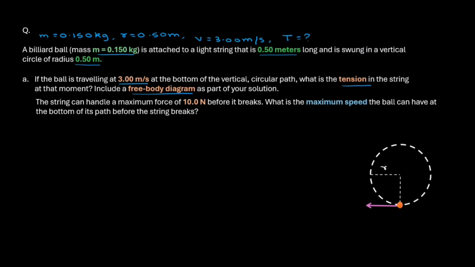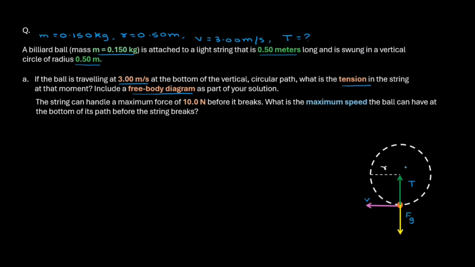So let us first draw all the forces acting on the ball when it is at the bottom of the circle. First, we have the force due to gravity Fg, which acts vertically down. This is the speed of the ball, the tangential speed, which is 3 meter per second. Then you have the tension in the string acting towards the suspension point. I will call this T. I need to find the value of this tension.